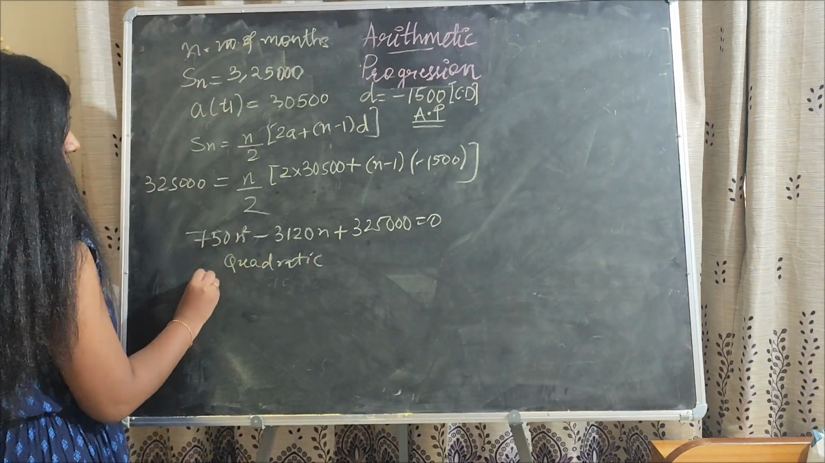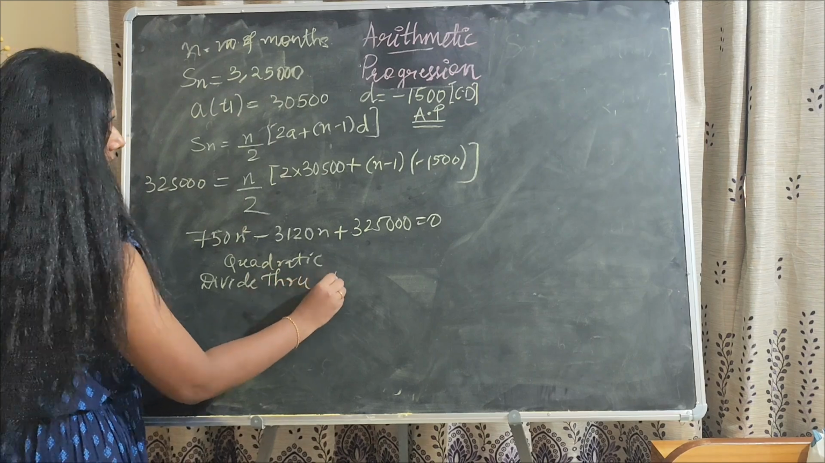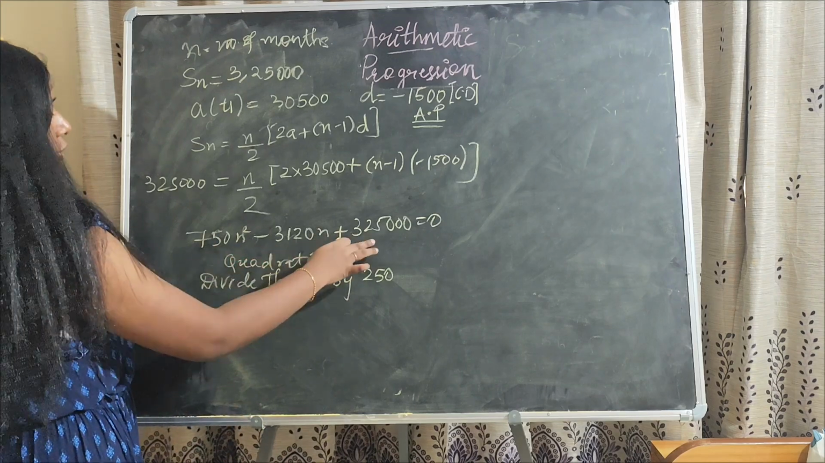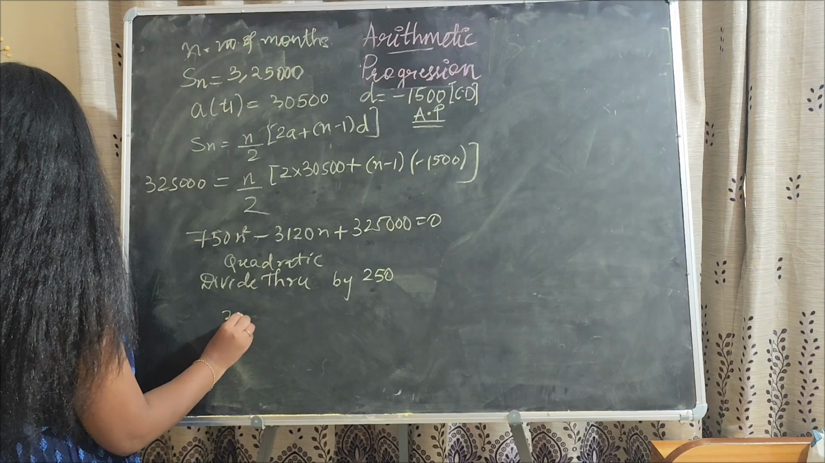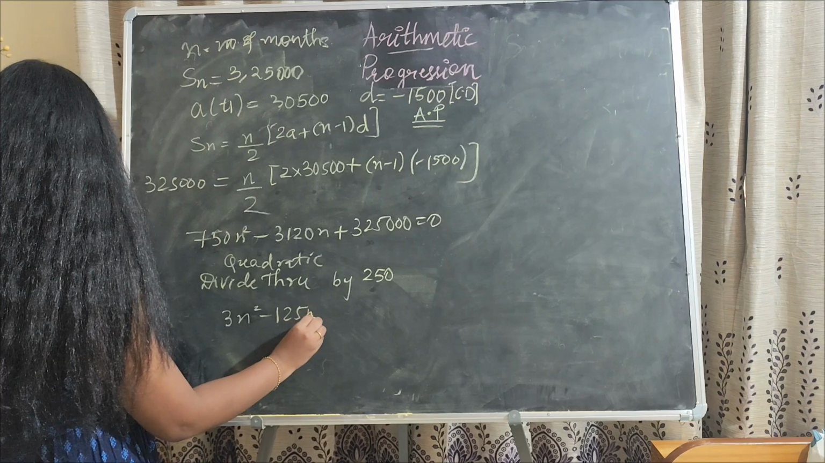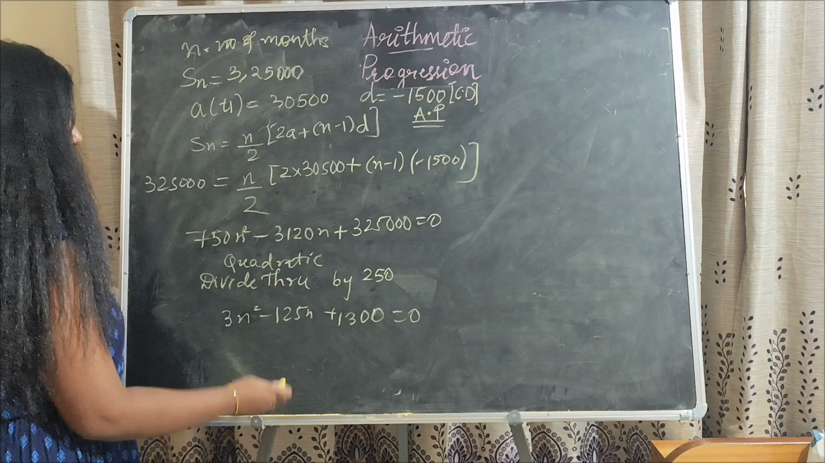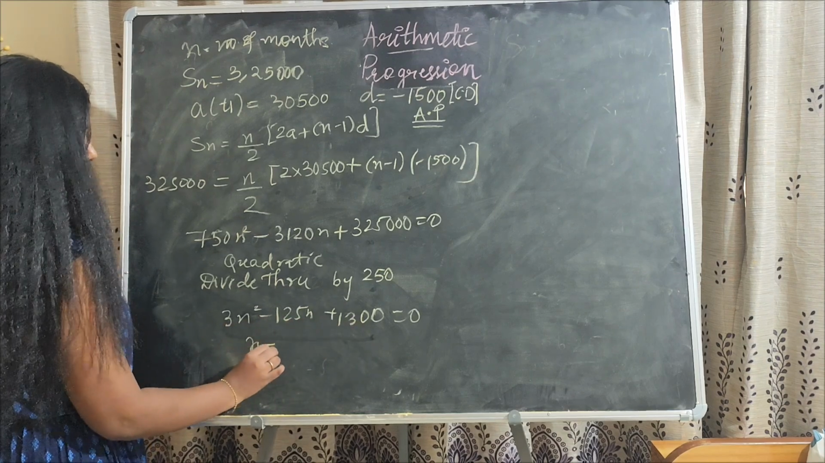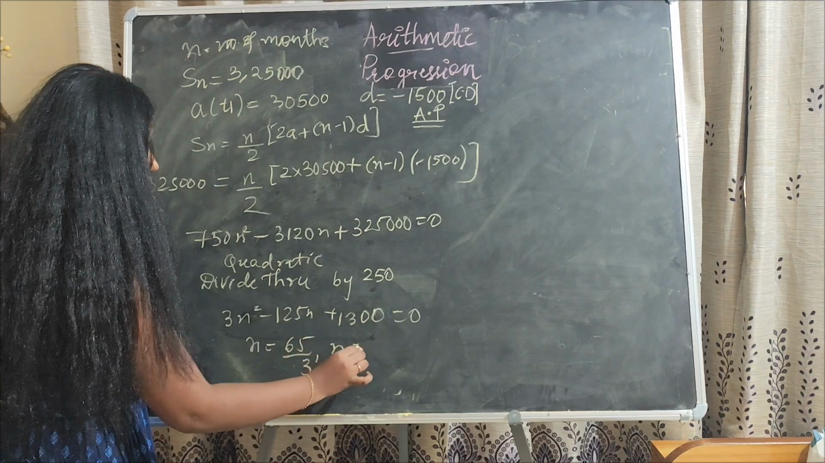So we have to divide throughout by 250, because all are multiples of 250. So this will be 3n square minus 125n plus 1300 is equal to 0. Now when you solve this one equation, you will get two values of n. That is n is 65 by 3 or n is 20.